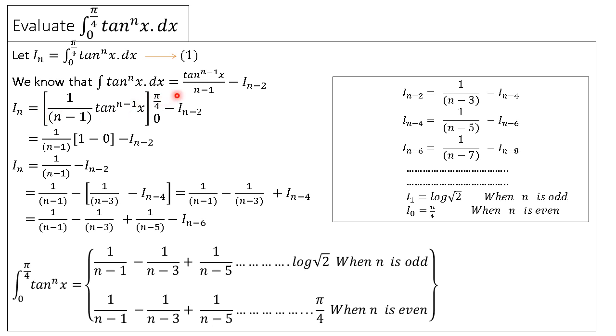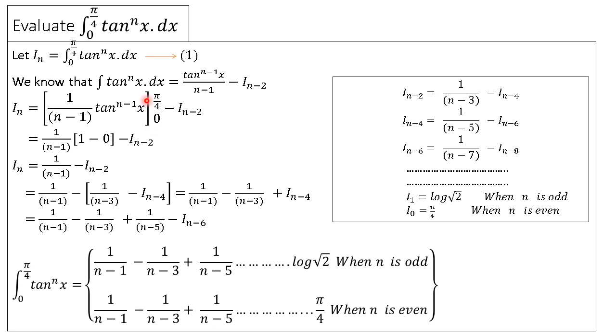Here I_n is equal to, applying the limits 0 to pi by 4 to the first term, minus the term not containing x. The second term does not contain x, so we cannot apply upper and lower limits, and we write it as it is, I_n minus 2. Now apply the upper and lower limits to the first term. Here 1 by n minus 1 is a constant, so take it outside. The remaining is tan to the power n minus 1 x between the limits 0 to pi by 4.